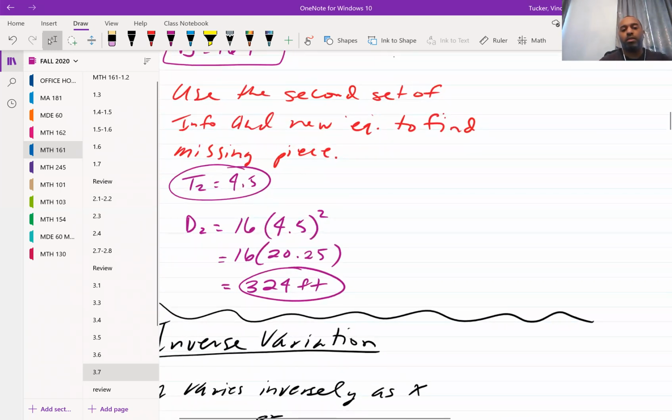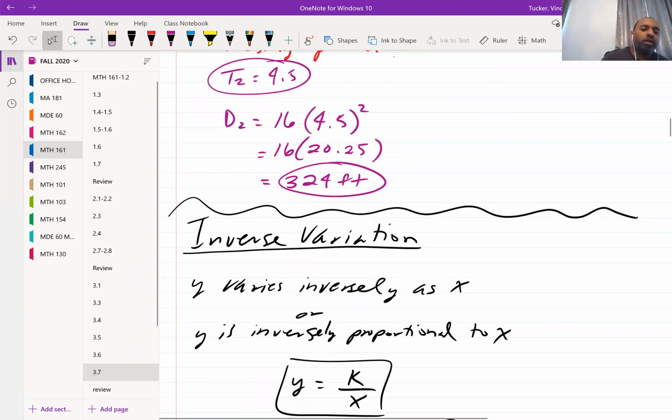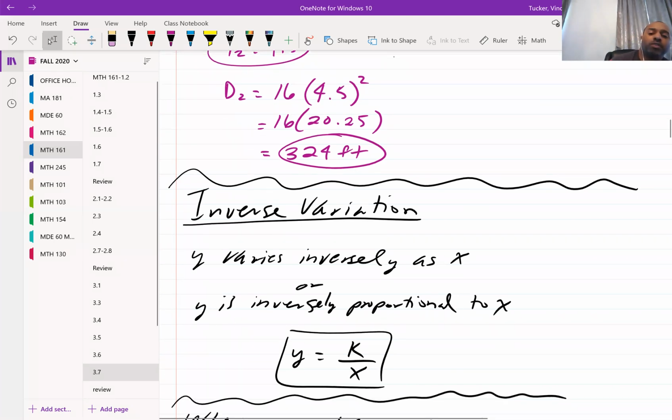All right. So the first one was direct variation. Here we're looking at inverse variation. Same type of thought process, just a little bit of different setup. Y varies inversely as x, or y is inversely proportional to x. So you notice now we are taking y equal to k and placing x under k for inverse variation.